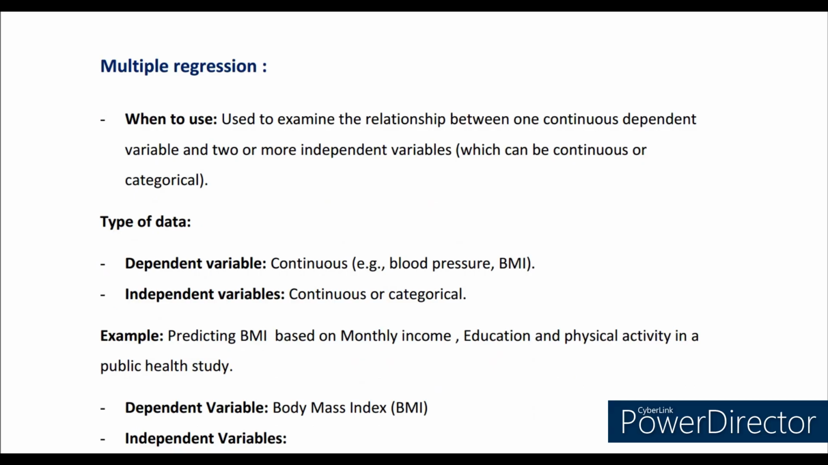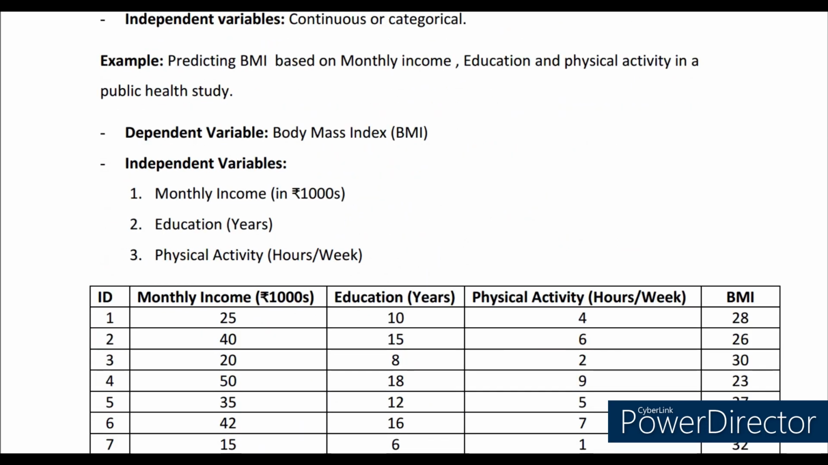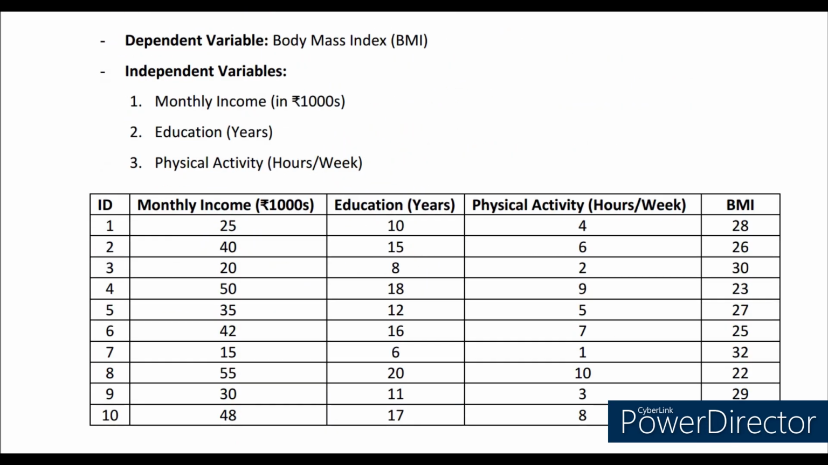Now coming to the next test, that is multiple regression. It is used to examine the relationship between one continuous dependent variable and two or more independent variables. In this example, the independent variables are monthly income, education in years, and physical activity. And the continuous dependent variable is the body mass index, that is BMI.